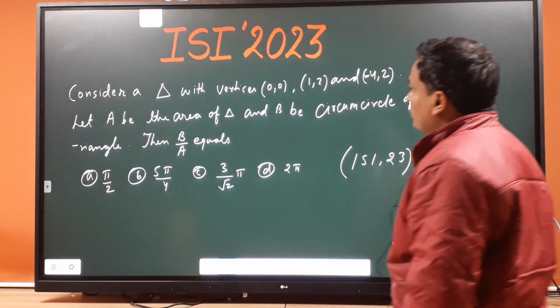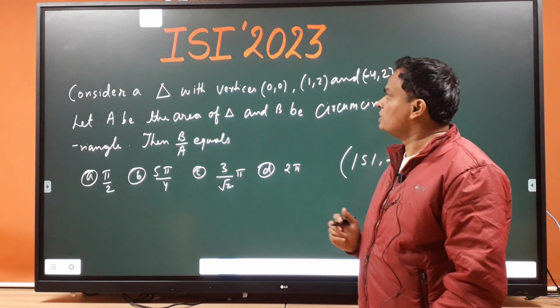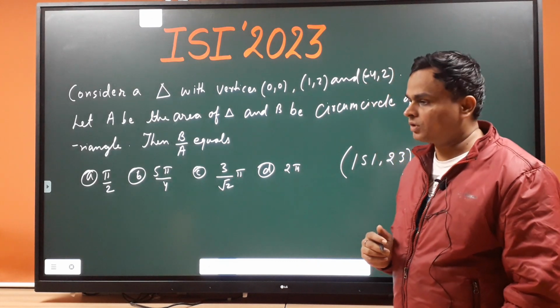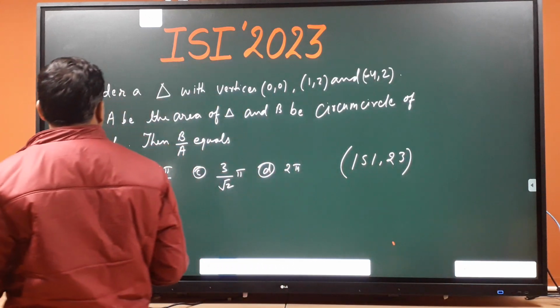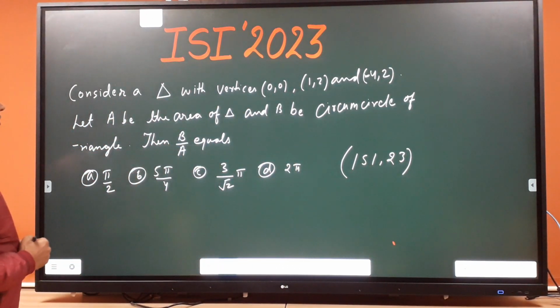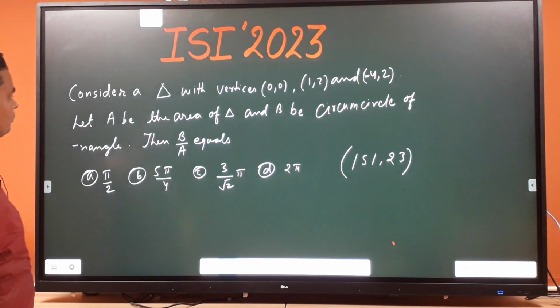Dear students, today we are going to take two questions from ISI 23 paper. As you all might be knowing, ISI stands for Indian Statistical Institute. The first question states: consider a triangle with vertices (0, 0), (1, 2) and (-4, 2).